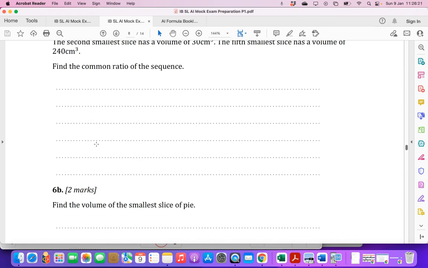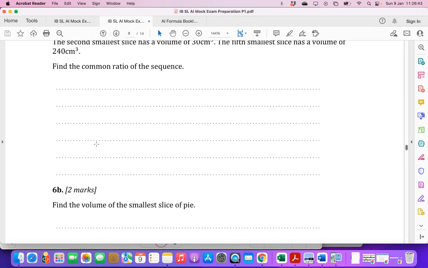They're asking you what is the first term of the sequence. So again, the first term of the sequence times r to the n is how we find each term of the sequence, and we could have found it, or we could just divide by 2. And the smallest slice is 15 centimeters cubed.